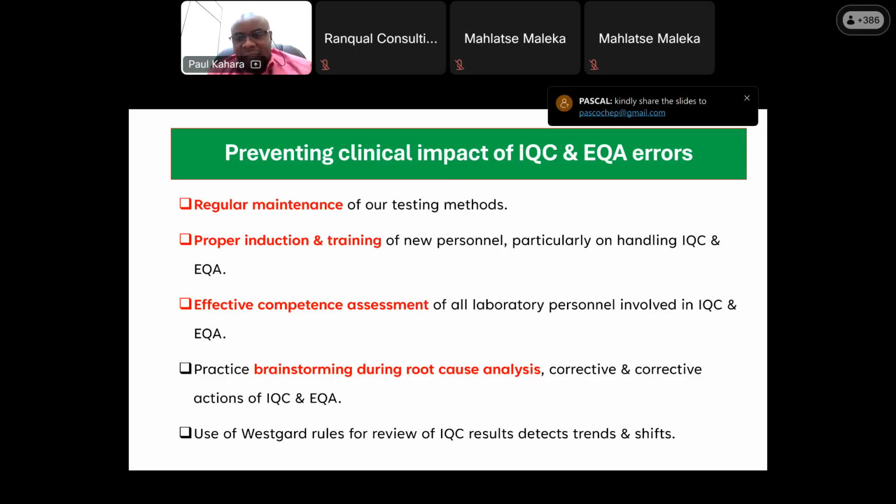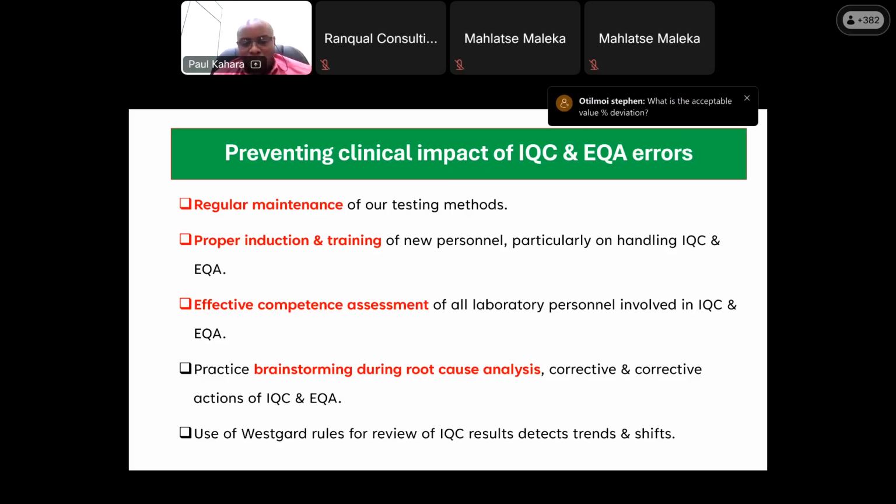Effective competence assessments. Many laboratories, especially those that are accredited, will tell you that they do competence assessment, but sometimes this competence assessment is usually done to complete some forms. It is not the real checking of the capability of a person to address issues pertaining to IQC and management of our laboratory results. So it's good that we go ahead and do the right thing.